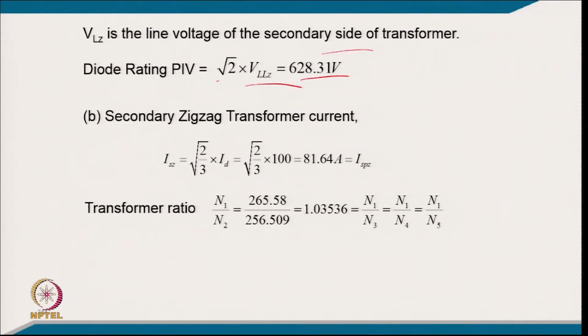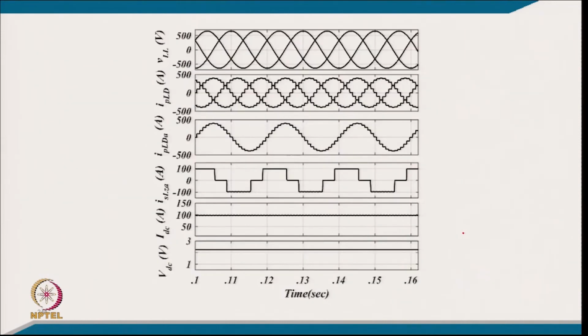This is the diode rating, peak inverse voltage, and then you can have a zigzag current from the DC link current, from this RMS current, and then you can get the transformer turns ratio, and after putting the value, making the model of this total system.